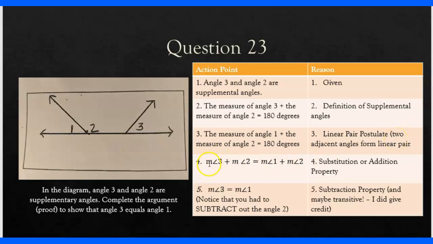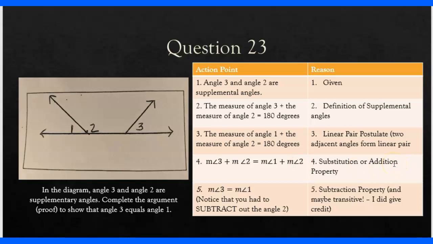Now next we can say that the measure of angle 3 plus the measure of angle 2, we know that's 180 degrees from up here, equals the measure of angle 1 plus angle 2, right? We just said they were a linear pair. That equals 180 degrees. We could have added a step in here to clarify that, but I didn't. But we do know that they're equal. And how do we know that they're equal? Either the substitution or addition property will let us know that 3 and 2 put together and 1 and 2 put together, both of them equal 180, so they equal each other.